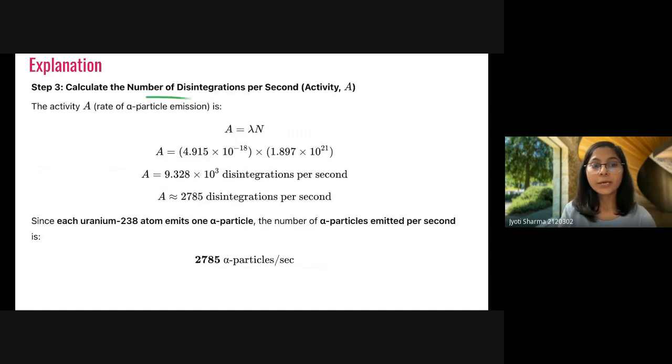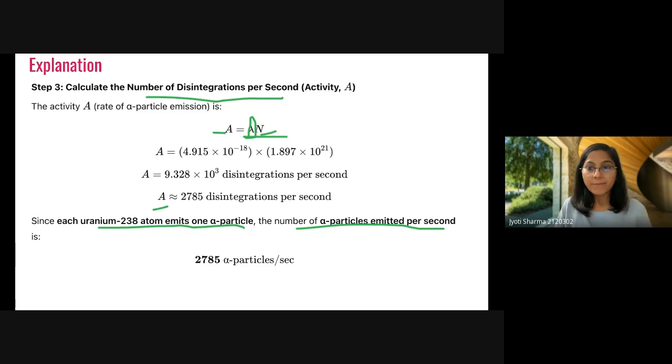And then we need to calculate the number of disintegrations per second. This disintegration activity is also known as alpha and N, and we already calculated this using our half life and N, the number of atoms. This is how we can calculate the disintegrations per second. Each uranium atom emits one alpha particle, so the number of alpha particles emitted per second will be the same. That will be 2785 alpha particles per second. So this is how we can calculate this. I think this is clear. Should we go further?